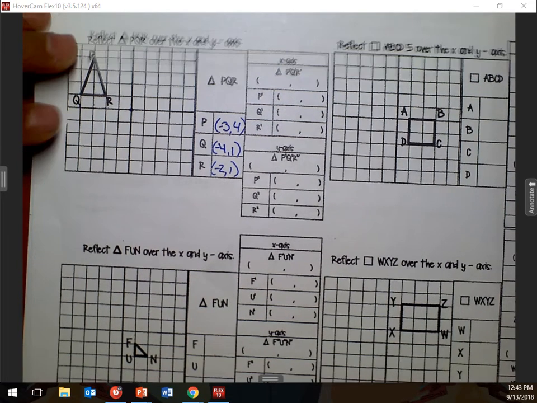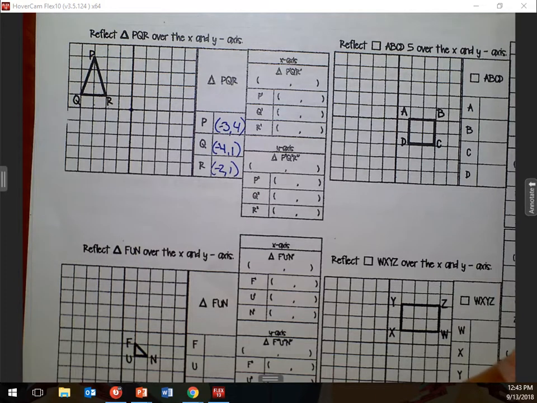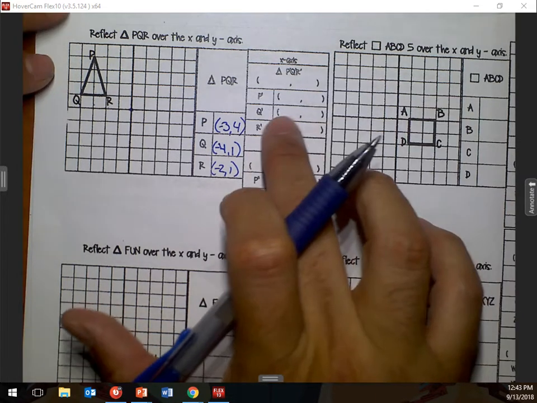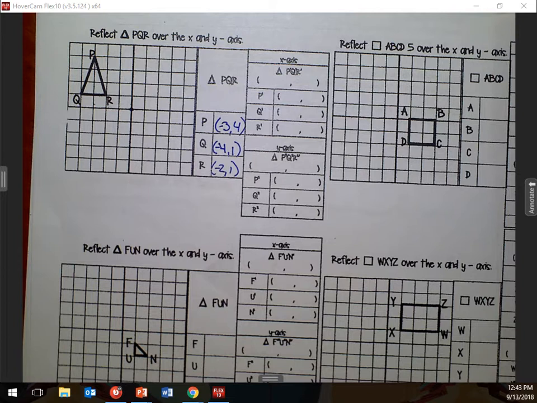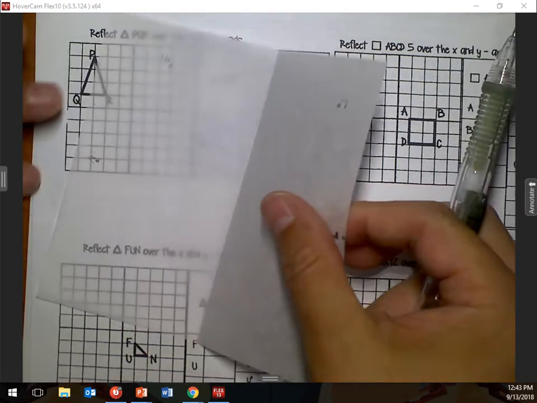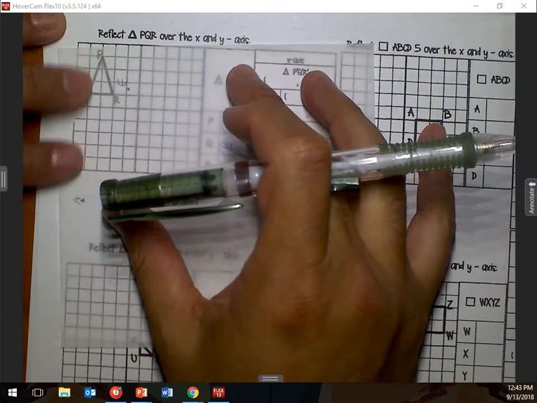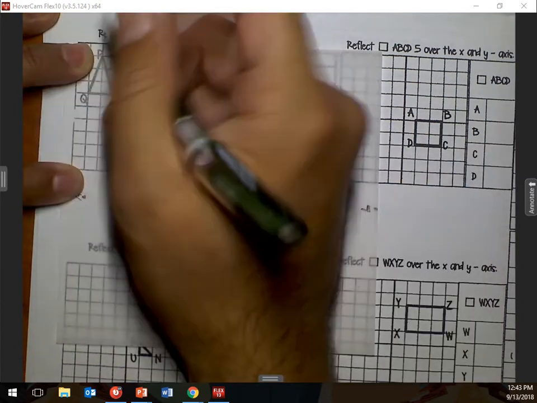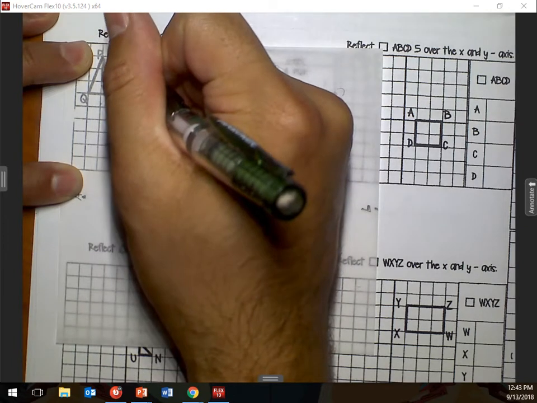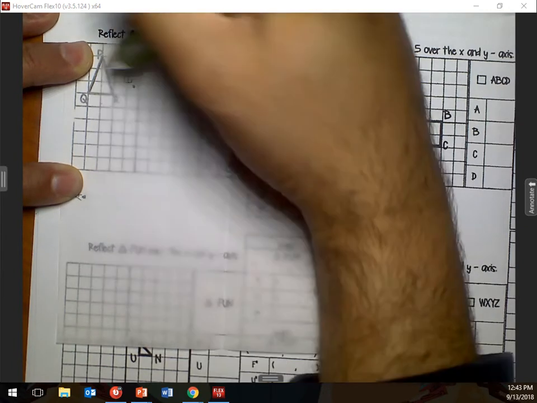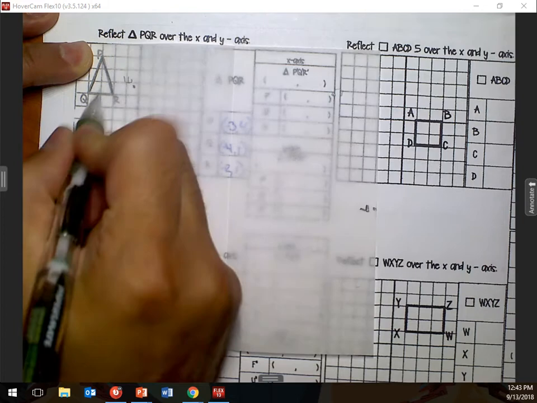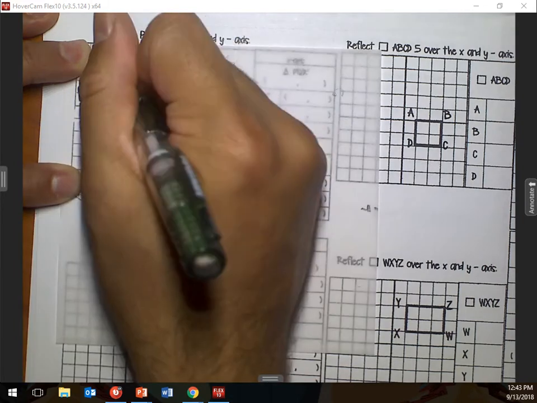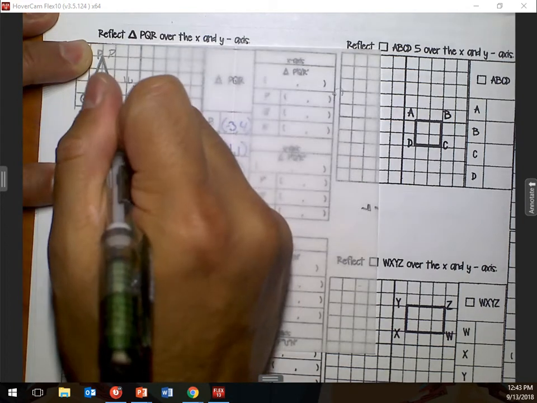Yep. Now that we have that much information right there, I'm going to do this with the patty paper because I love my patty paper. So I'm going to take my patty paper. I'm going to find a nice clean spot right here. I'm going to trace this bad boy out. Do we have to use the patty paper? It's going to make everything a lot easier later on. So just get used to it.